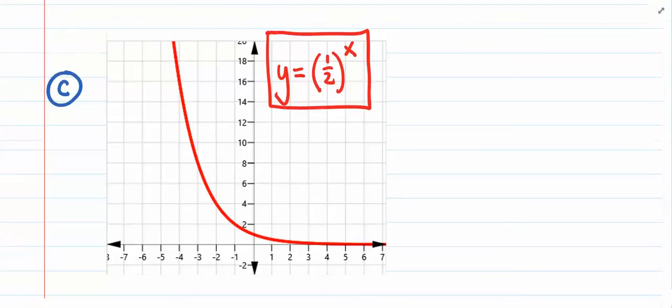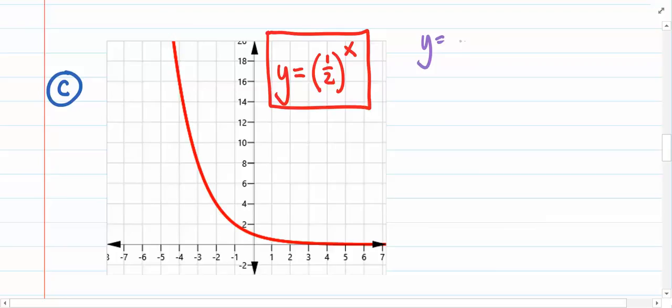Okay? This is y equals 1/2 to the x power. Again, this can be rewritten as y equals +1 times 1/2 to the x power. This is still your a amount. This is still your b amount, so we're still adhering to the same rules. And again, the same rules apply, right?